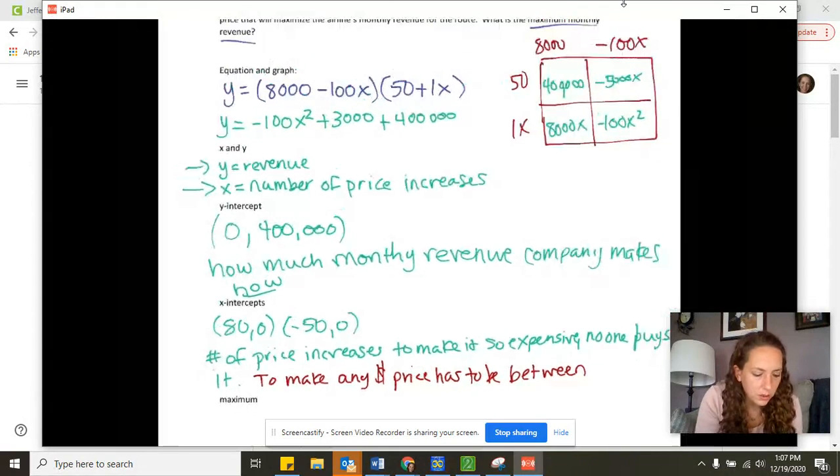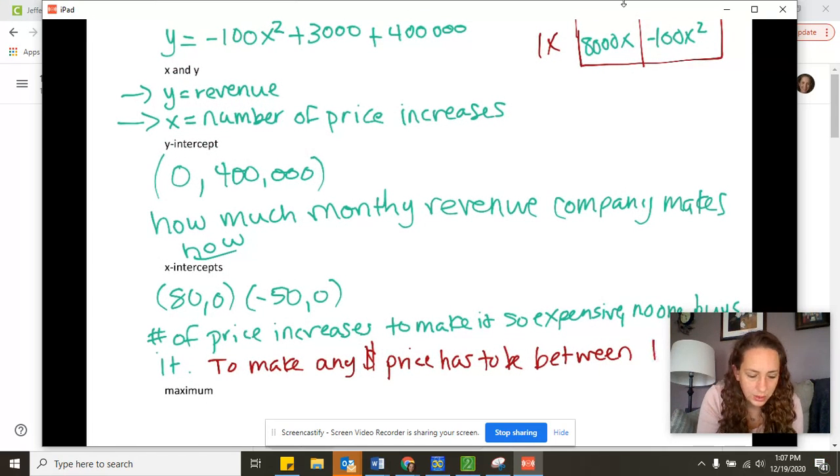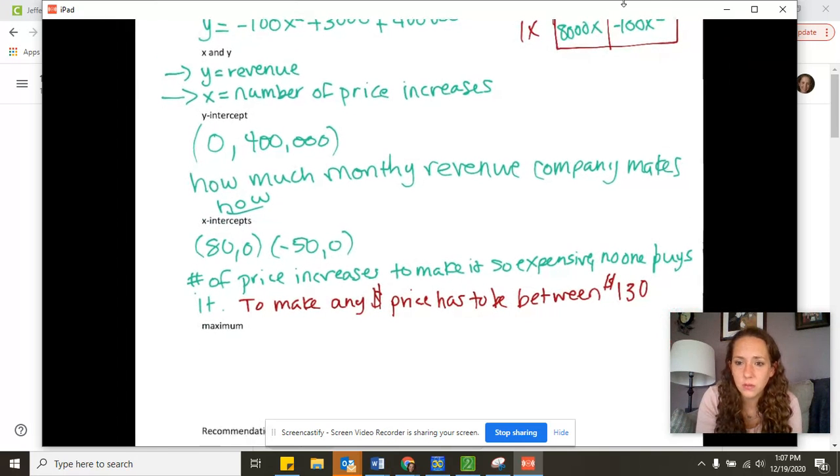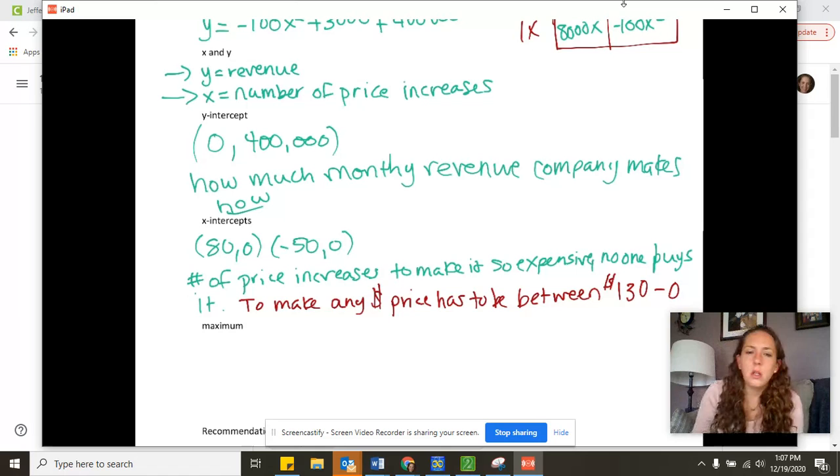Okay, and so let's go back and look. Our original price was $50. So if we increased it by $1, 80 times, that would be $130. And then obviously the negative 50 would be decreasing it so that the cost was 0. So basically it has to be between $130 and $0. Or you could just say it can't be higher than $130. However you want to say it. Okay. So that is the x-intercepts.